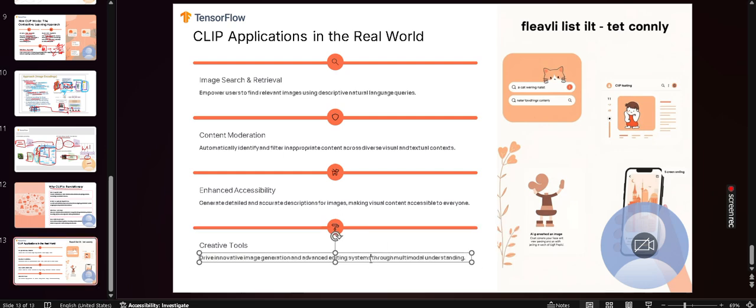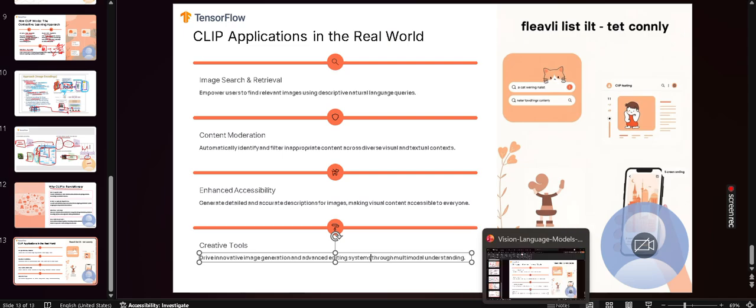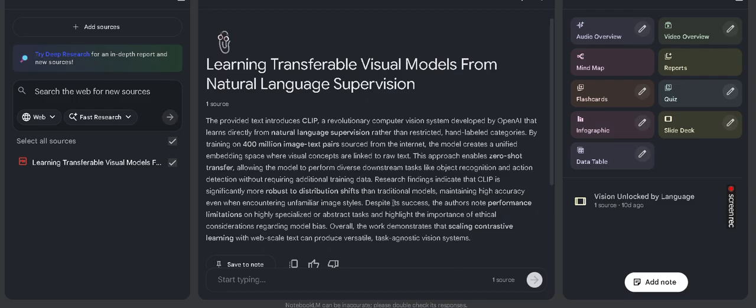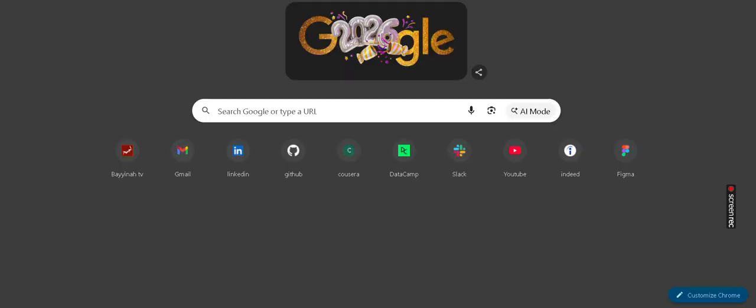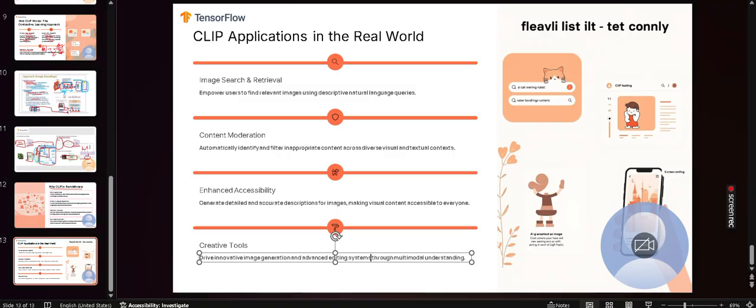So this was all about CLIP. There are other models too. After this there was BLIP and others that you can study, and you can look them up.